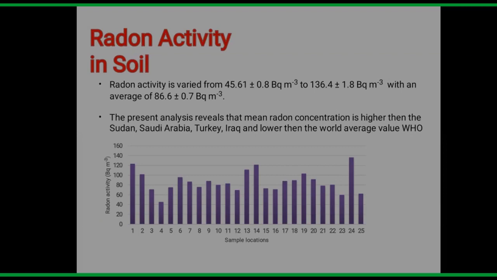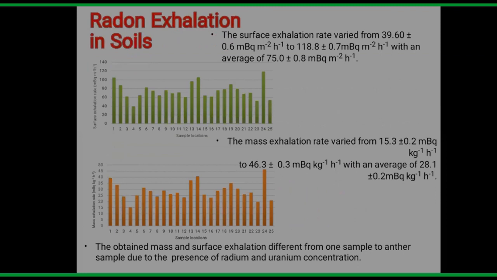The radon surface exhalation rate varies from 39.60 to 118.8 millibecquerel per square meter per hour, minimum to maximum. The average is 75.08 millibecquerel per square meter per hour. The mass exhalation rate varies from 15.3 to 46.3 millibecquerel per kg per hour, with an average value of 28.1 millibecquerel per kg per hour. The mass and surface exhalation rates vary from one place to another due to the presence of radium and uranium concentration.